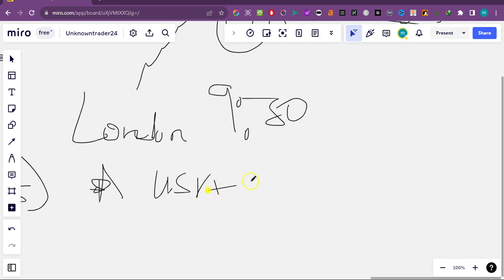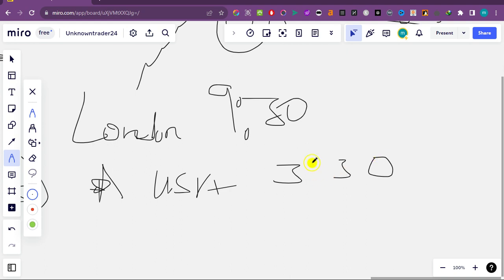And then we go to the USA session. This is actually, what am I doing here? Where's my pencil? Okay, this is 3:30 South African time. Look at this time. The candle will close at 3:45. This is a brinks trade. It's a brinks trade.